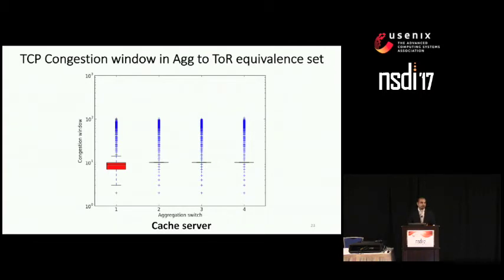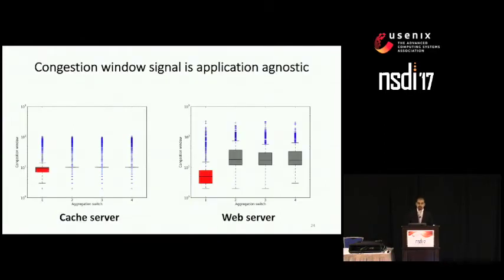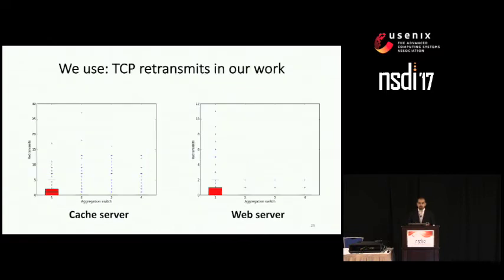Now the goal over here was hopefully that this would be application agnostic. I did this for a single cache server inside of Facebook's data center, and now I reproduce this experiment for a web server. The high level here is that even though the shapes of the distributions involved and their locations are different, the outlier for the faulty link is still clear to pick out. And this is true for congestion window. It's also true for the TCP retransmits metric for this particular kind of fault.